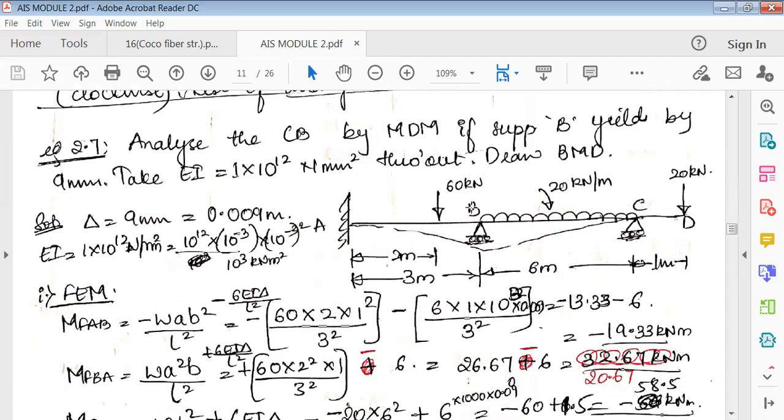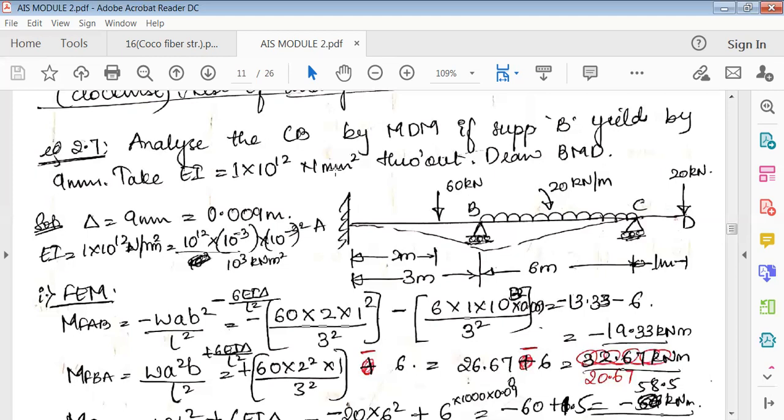Let us take a problem here. Analyze the continuous beam by moment distribution method. If support B yields by 9 mm, take EI as 1 into 10 to the power 12 Newton mm square throughout, so EI is constant throughout, and draw the bending moment diagram. You can see that support B yields, so you can draw this dotted line here. That means B is sinking by 9 mm, and EI is 1 into 10 to the power 12 Newton mm square.